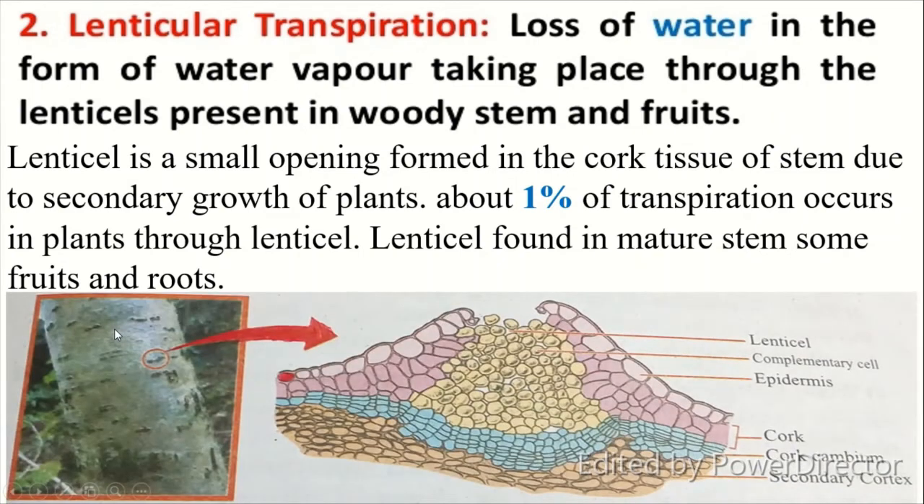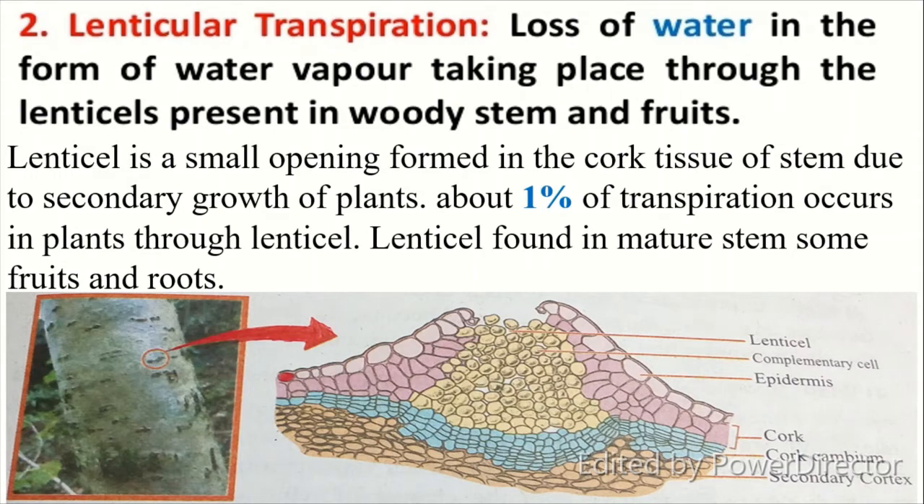In this figure, everybody see the lenticel present in the matured stem, and it is found due to secondary growth of the plants. Due to secondary growth of the plants, a small pore is developed on the stem by the rupturing of bark. This pore is called lenticel.